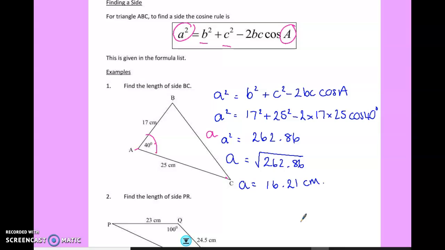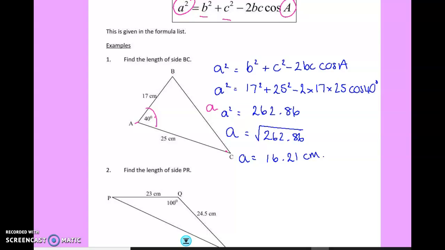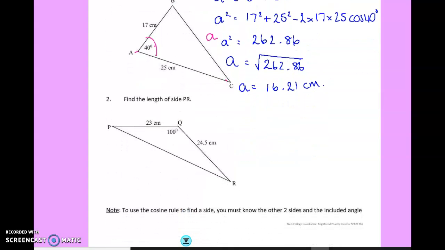Okay, let's try the next one. This time we're talking about P, Q and R. Again, it doesn't matter what the letters are. What's important is the one you're trying to find, you need to have the angle opposite it. So we're trying to find length PR, which you can also call q. I've got the angle opposite and I've got the other two sides. So it's a bit like the area of a triangle, we've got the two sides and the included angle.